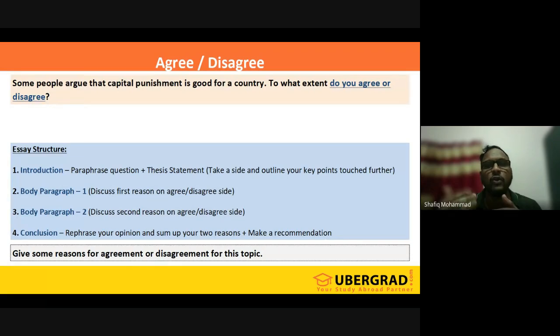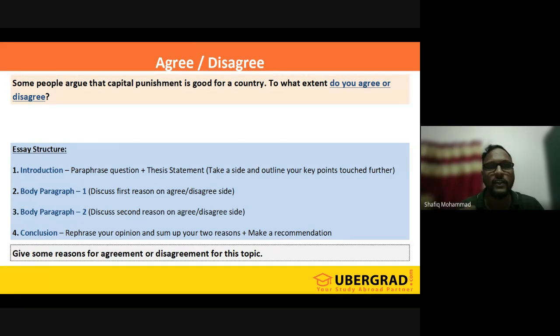In this essay, I'm going to talk about both the pros and cons of capital punishment, something like that. Okay, so then in the body paragraph you're going to discuss either agree or disagree. For example, you said something like, I do not agree on this, in your thesis statement. So you're disagreeing about the capital punishment.